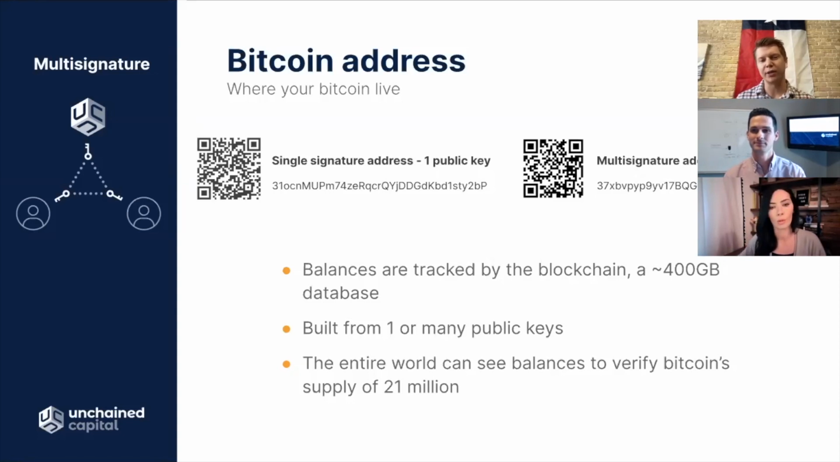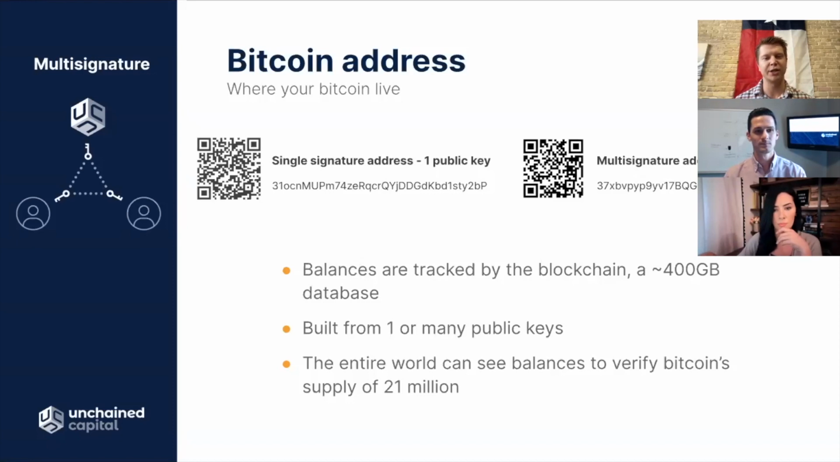Addresses are where your Bitcoin lives, and they're displayed a few different ways. We see here, both on the left and the right, an address being displayed in a QR code format, something that your phone can easily scan, as well as text-based. You see that 3.1 based address on the left and that 3.7 based address on the right. Now you'll notice there's some fine print above the address. It says a single signature address on the left and a multi-signature address on the right. These addresses look nearly identical. The way they're constructed is a bit different.